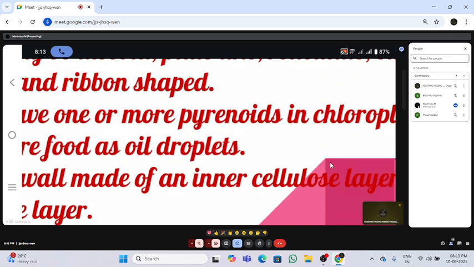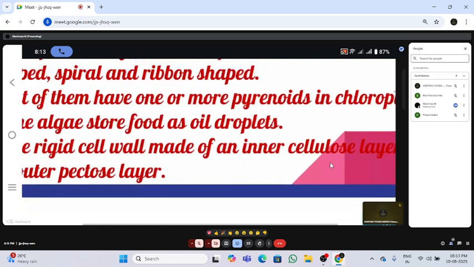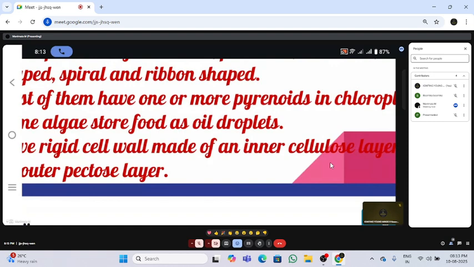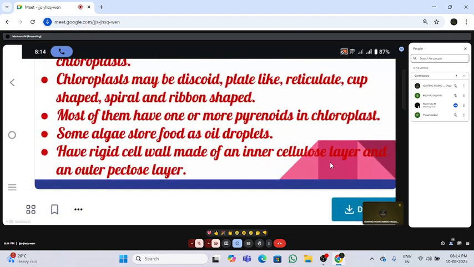The reserve food material in algae is starch, which is stored in the protein body called pyrenoids, and these pyrenoids are present in the chloroplast. Some algae also store oil droplets during the unfavorable condition. And the cell wall is made up of cellulose and also pectin, as I told. The inner wall is cellulose, and the outer wall is made up of pectin or pectose layer.